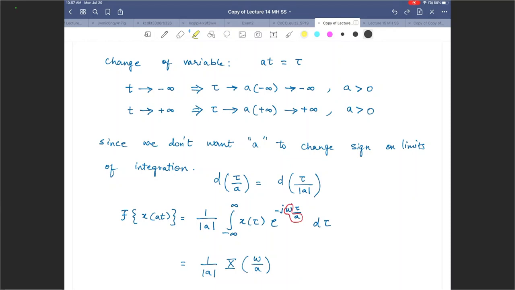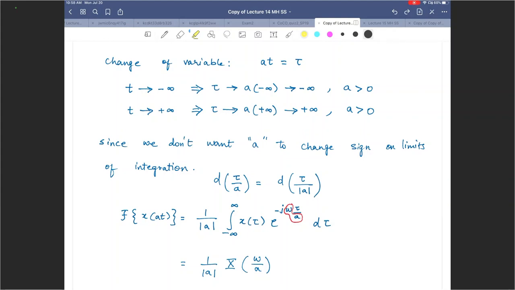Let's do a change of variable here. Let's define at as tau. If you have at as tau, when t is negative infinity, the lower limit of that integration, tau is also negative infinity. So the lower limit of that integration doesn't change, as does the upper limit. The upper limit of that integration is plus infinity, and with respect to tau, it will also be plus infinity. We are assuming right now that a is greater than 0, so we are not looking at the time flipping, just the time scaling.